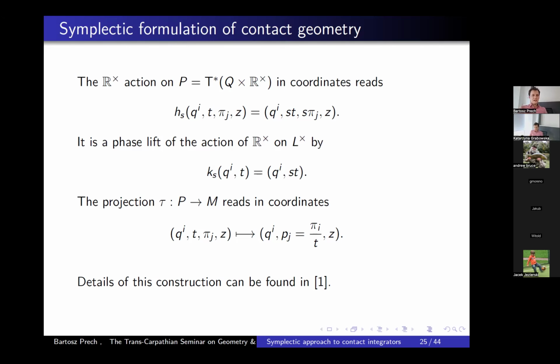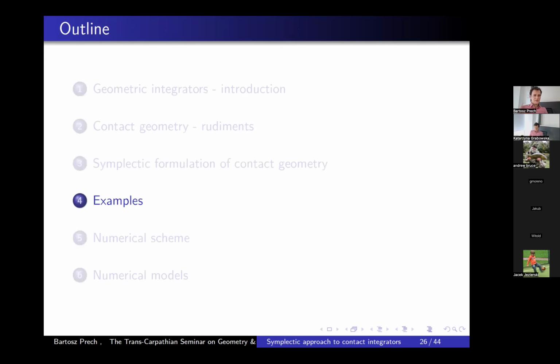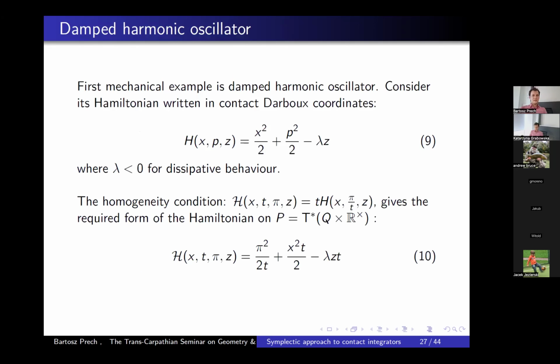Okay, so going through this theoretical part, now it should be easier. And the two mechanical examples that I consider in practice were a damped harmonic oscillator, written in Darboux coordinates. The Hamiltonian is given just by the normal harmonic oscillator minus lambda z. And for simplicity, I put m and k equal to 1, not to bother about changes of values.